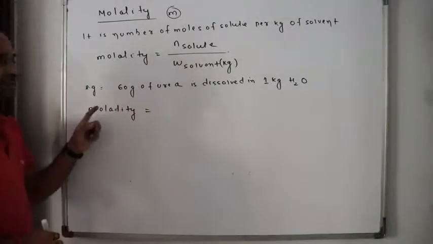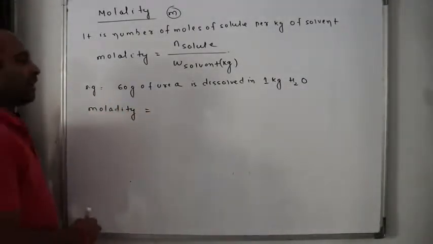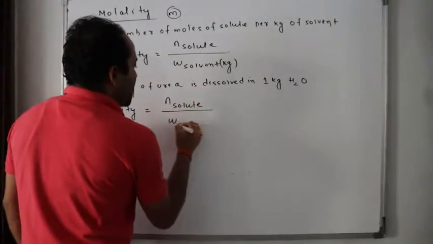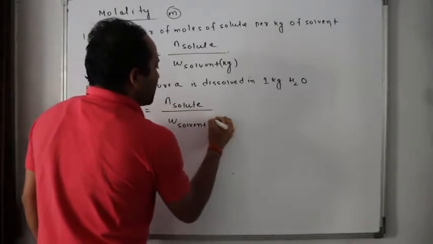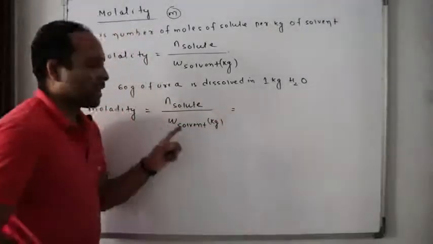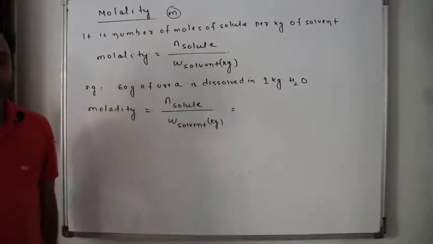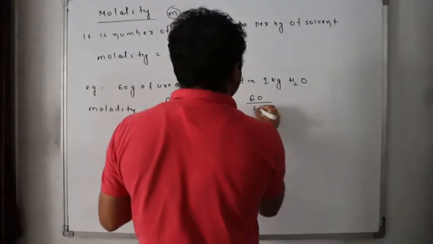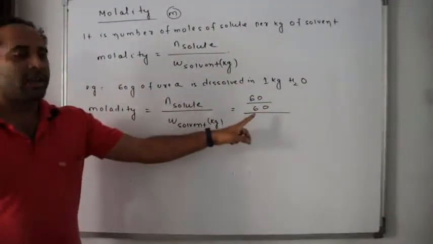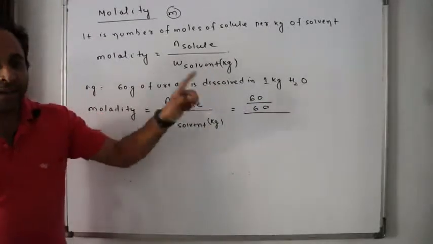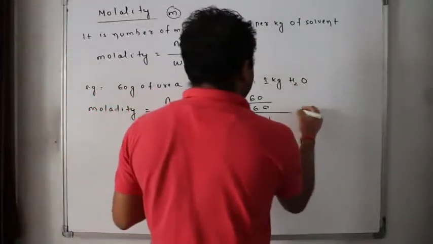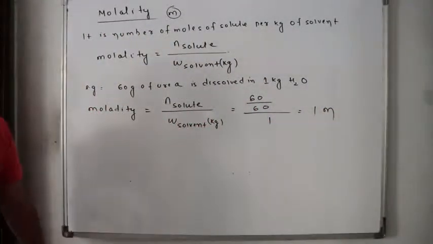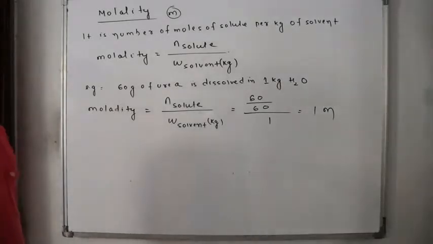Molality. Simply, how can I find molality? It is the number of moles of solute by mass of solvent in kg. First, number of moles: 60 by 60. Why 60? The first 60 is the mass in gram given, and 60 is the molar mass of urea. Divided by the mass in kg. Is it 1 small m, 1 molal? Yes or no? Easy?